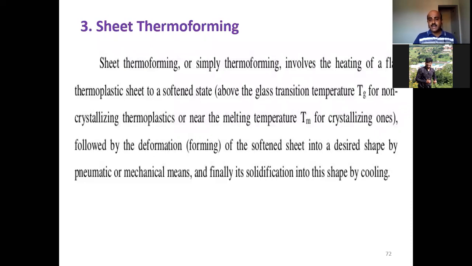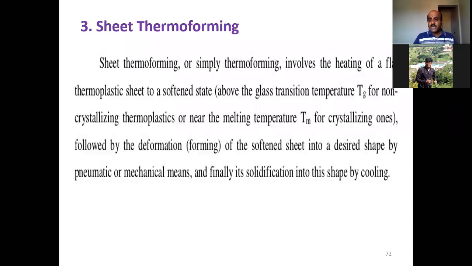The third technique here is sheet thermoforming, or simply thermoforming. I think I discussed the concept of thermoforming in the last class. Sometimes they have given this process under these techniques also, because the syllabus specifies polymer processing techniques. So I'm taking it once again: sheet forming, or sheet thermoforming, or simply thermoforming.